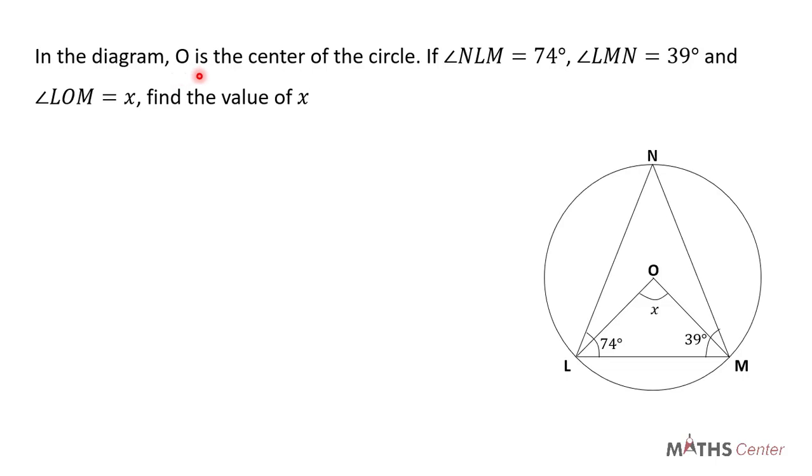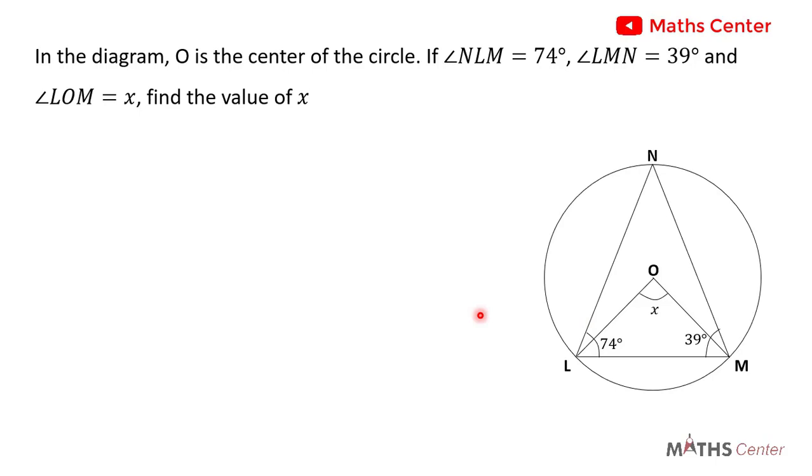In the diagram, O is the center of the circle. If angle NLM is 74 degrees, angle LMN is 39 degrees, and angle LOM is equal to x, find the value of x. So we are going to use the information found in this diagram to find the value of x.